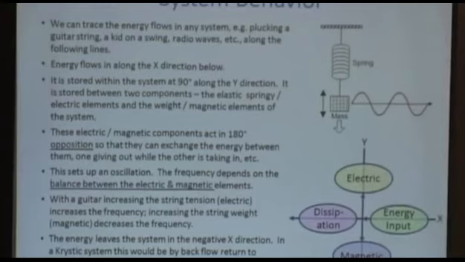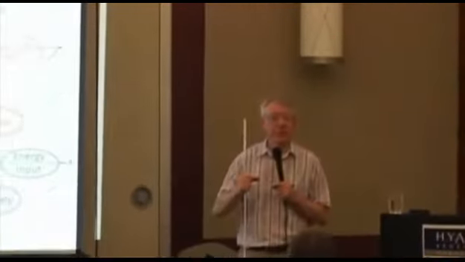Now, if we take, we'd say a guitar as an example, when we pluck a guitar string, the tension of the guitar string would correspond to the springiness and to the electrical component, whereas the weight of the string would correspond to the magnetic component. So if I pluck a guitar string, it'll oscillate at a certain frequency. Now, as I put increasing tension in the guitar string, I'm increasing the electrical component, and the frequency goes up. So as I add tension to the string, the frequency goes up.